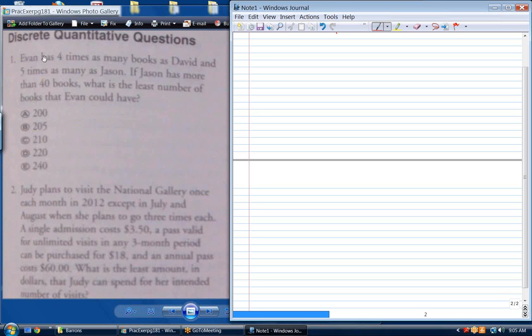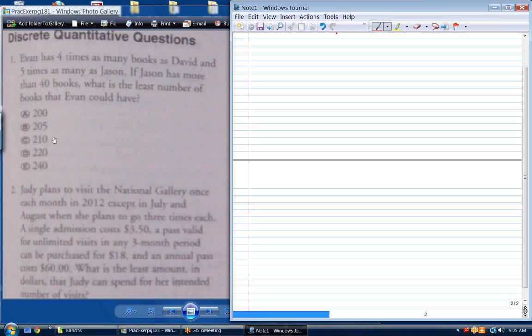So 200 you've already ruled out because that would mean Jason would have exactly 40. If Evan has 4 times as many as David and 5 times as many as Jason, could he have 200? Well, David would have 50, Jason would have 40. That's not enough. He's got to have more than 40. At this point, you realize the number would have to be 205, but it has to be evenly divisible by both 4 and 5. Since 205 isn't, let's check 210.